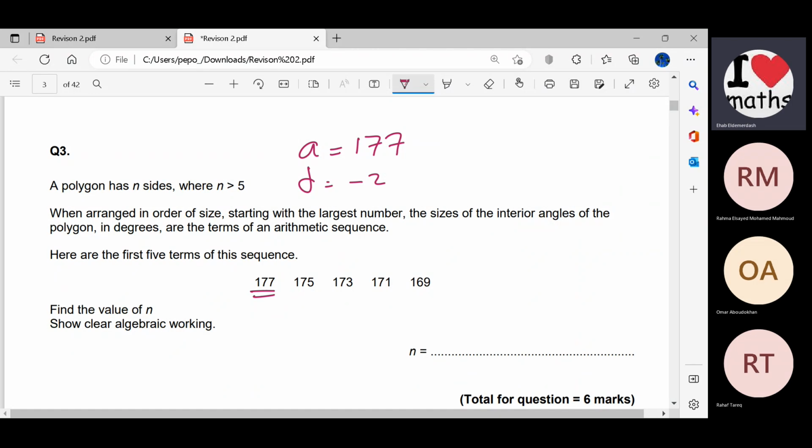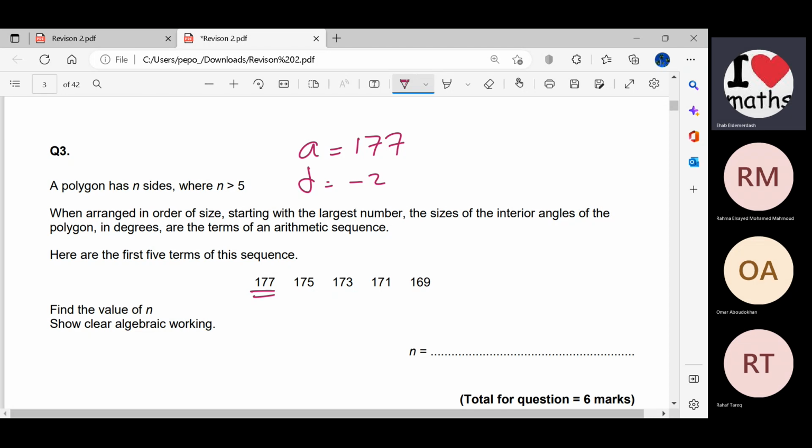These are the first terms of the sequence. So I have A, I have D, and they are in order. The sizes of the interior angles of the polygon in degrees are terms of an arithmetic sequence. But what did we gain from that? They are terms of an arithmetic sequence, and what are the givens? Nothing. Where is the given?